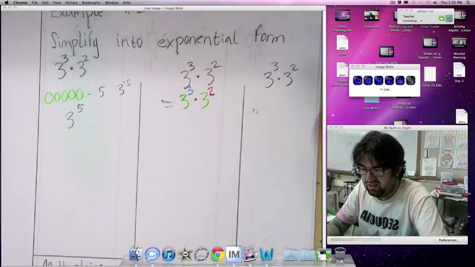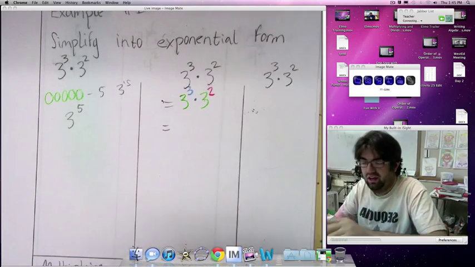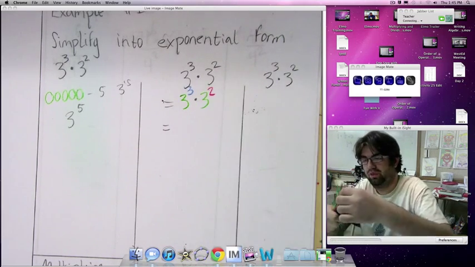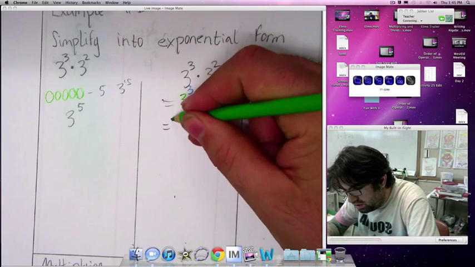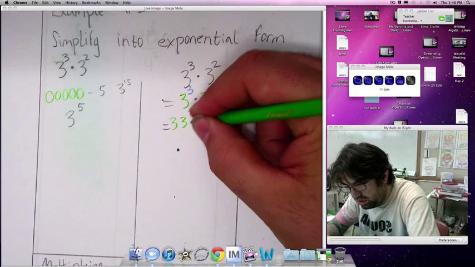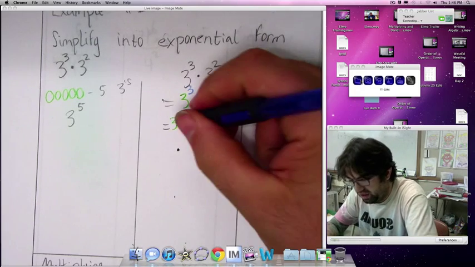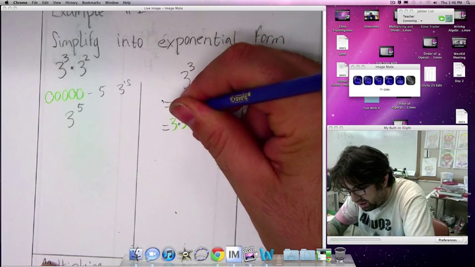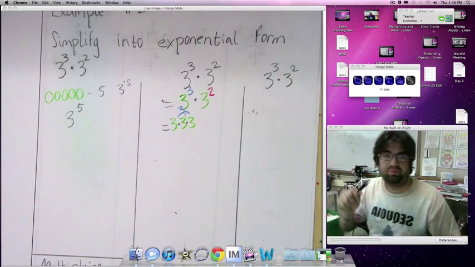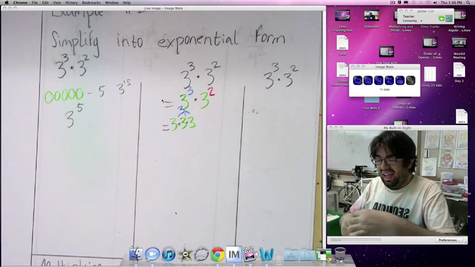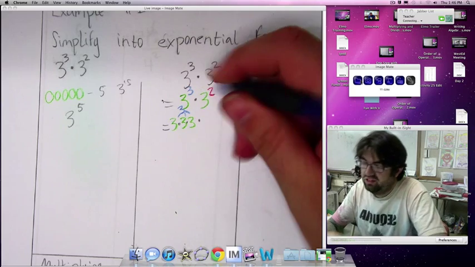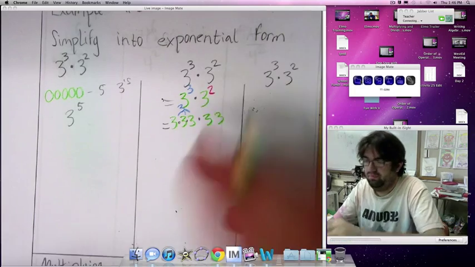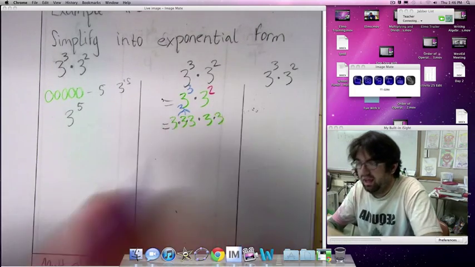So if that's the case, I'm going to rewrite this as, well, I have 3 3s that are multiplying. So I'm going to expand 3 to the third power out. 1, 2, 3. So this is 3 times 3 times 3. That's from this 3 right here. 1, 2, 3. Right? And I'm going to expand this other one out. I have 3 times 3, and I have 2 of them.